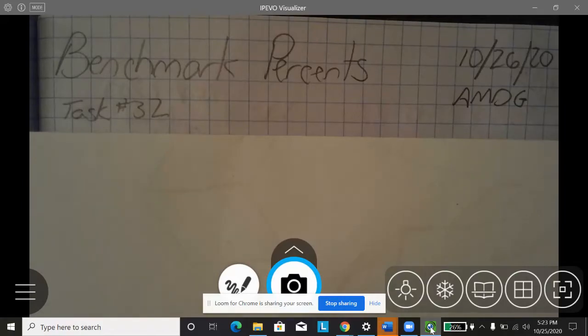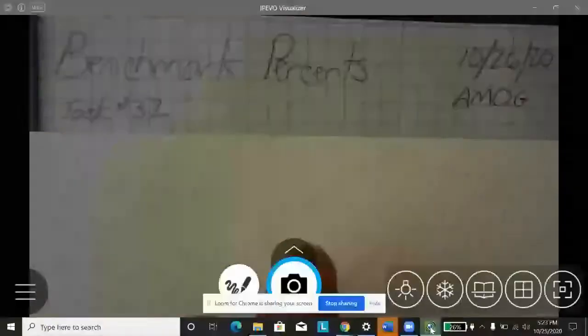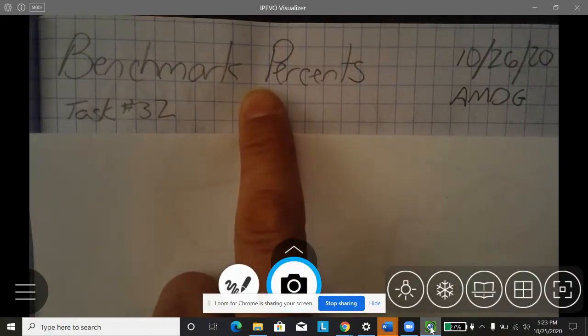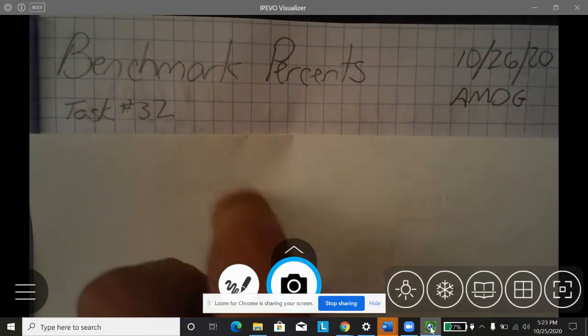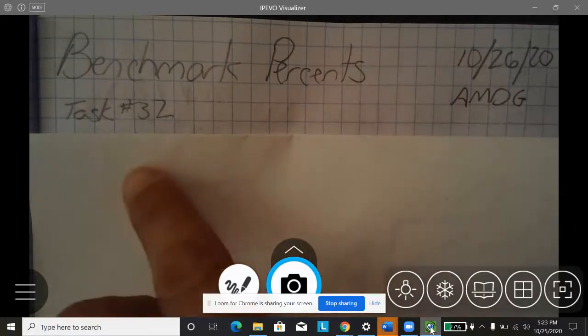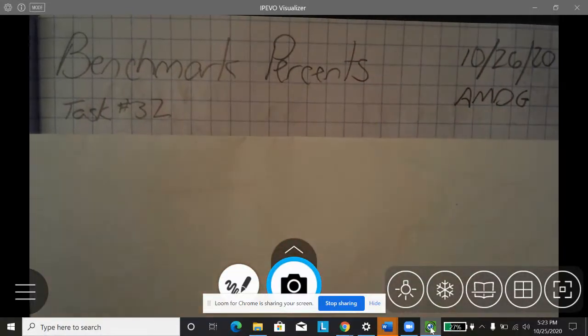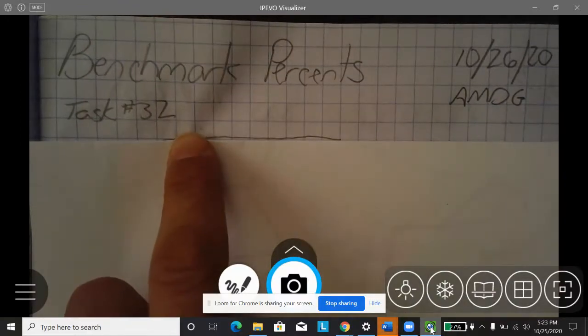All right, today we're going to learn about benchmark percents. So if you could write this at the top of your next available page, make sure you're not skipping any pages. Today is the 26th, task 32, task 33, that's 33, AMDG.